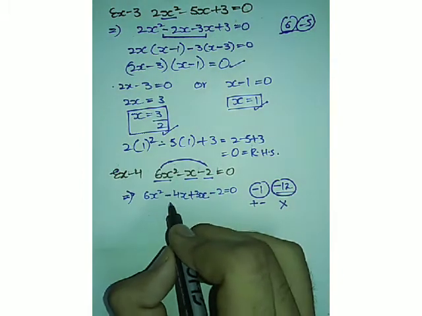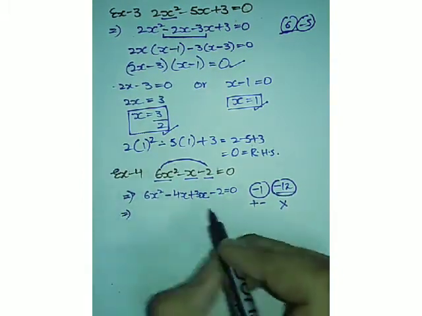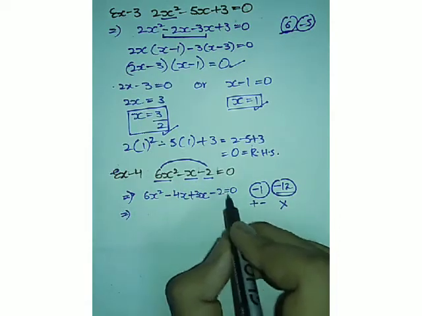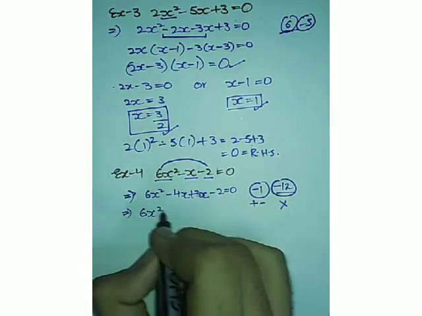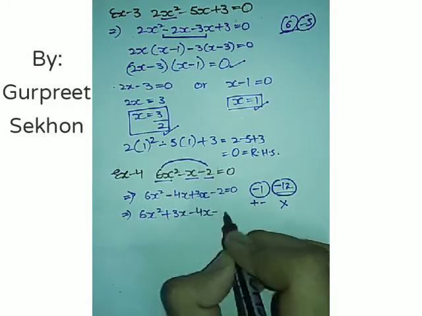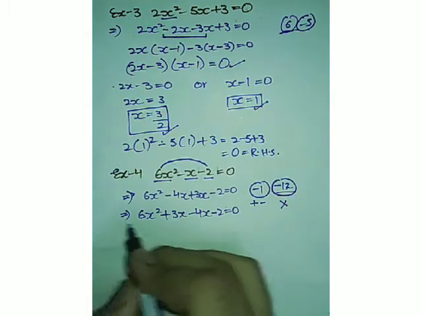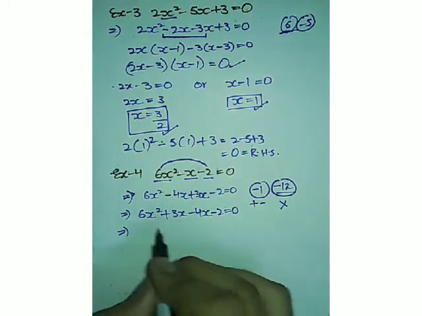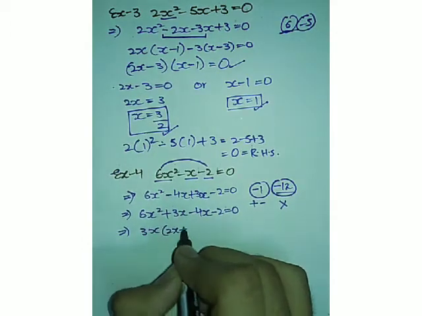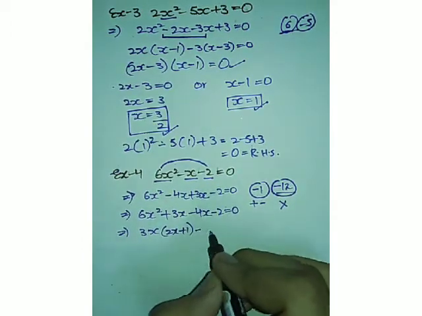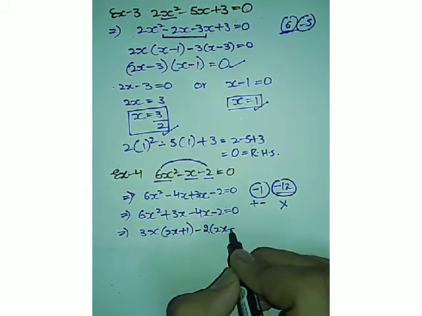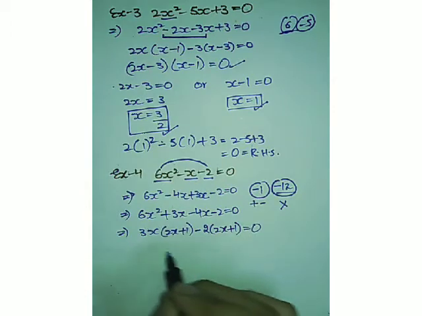Now we have to rearrange this equation a bit. Why? Because you can take a common factor from these two terms, but you cannot take a common factor from these two terms. So that's why we will shift 3x here and minus 4x will be there only. Minus 2 is equals to 0. Now what is the common factor from first two terms? That is 3x. You will get 2x plus 1. From here minus of 2x plus 1. These are the common factors, right?